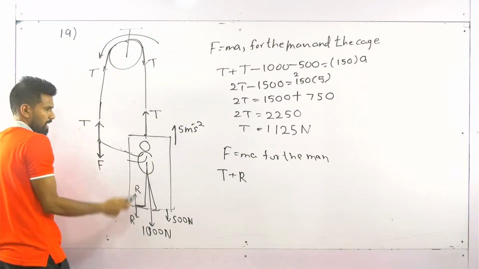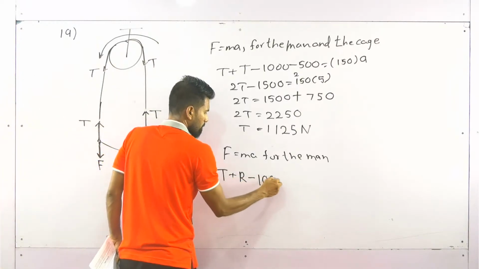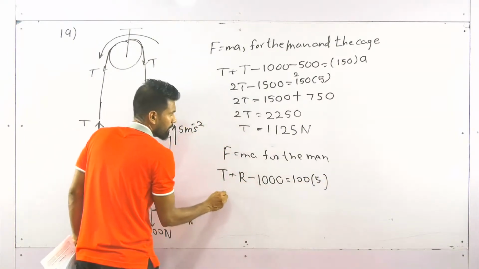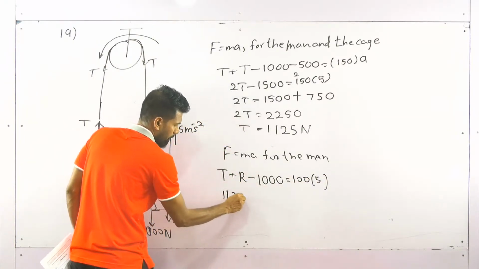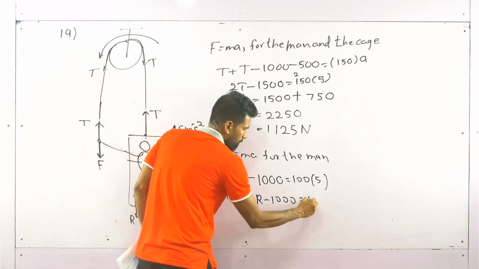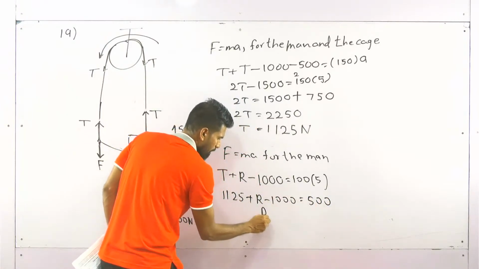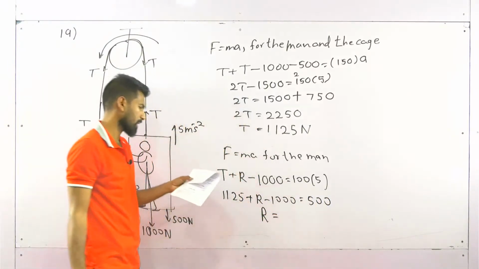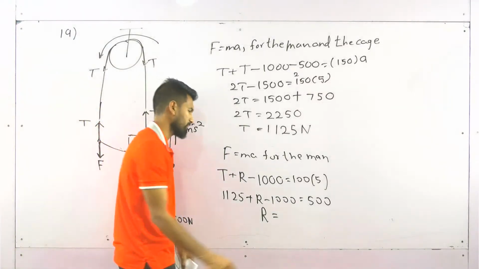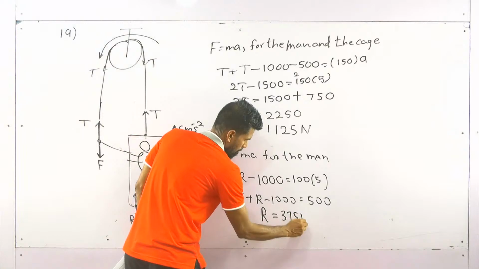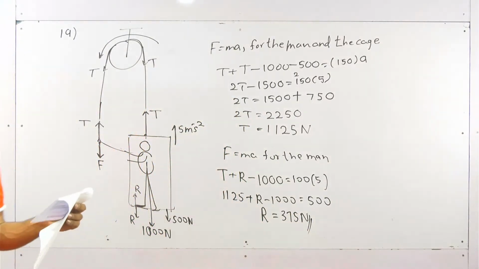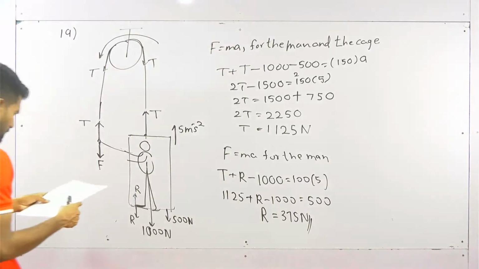T plus R minus his weight 1000 is equal to 100 into the acceleration 5. T is 1125, so 1125 plus R minus 1000 is equal to 500. From here, you can get the value for R. Answer is 4. The force of contact between the painter and the floor is 375 newtons. You will get the 375 newton value for this R. Okay, answer is 4.